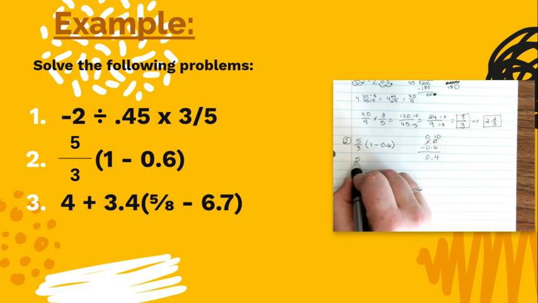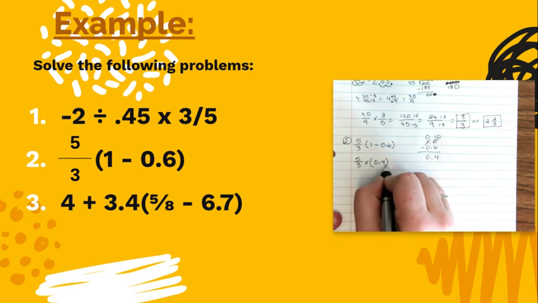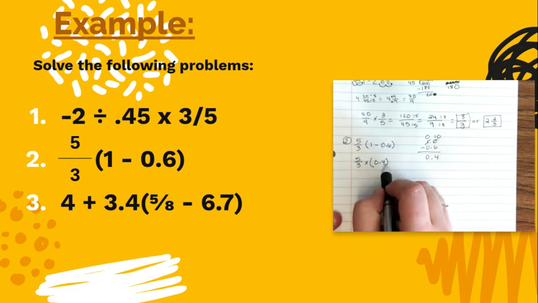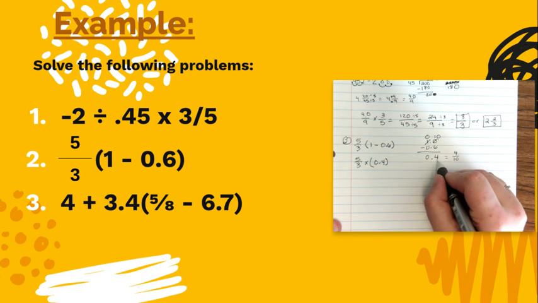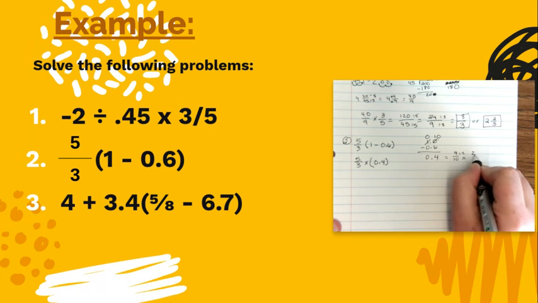So we're going to do 5/3 times 0.4. Okay, anytime a number is just right next to that parentheses, it means we're multiplying. Okay, 0.4 as a fraction is 4/10 because this is the tenths place. And I can reduce that by 2 on each of them. 4 divided by 2 is 2, and 10 divided by 2 is 5.